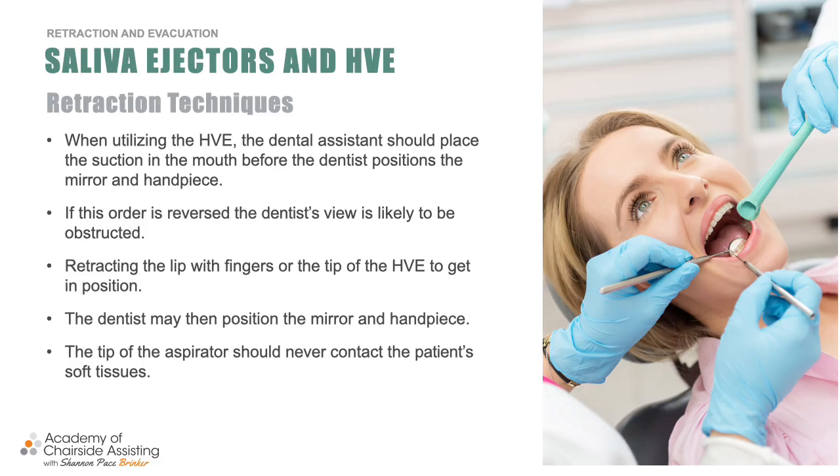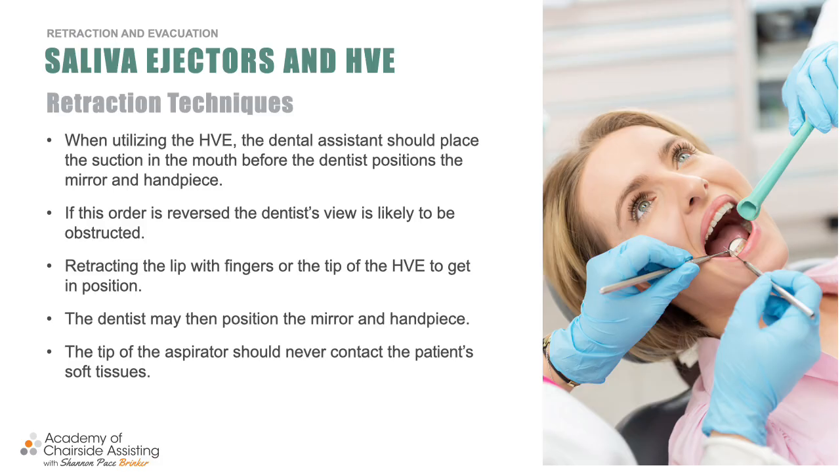And again, utilizing whatever hand you're going to be in. Now, you see the doctor who is a right-handed dentist. The assistant is going to be utilizing the high volume suction in their right hand. And again, if this order is reversed, that dentist is likely to be obstructed. So we want to make sure that we're always retracting the lips and the finger or the tips of the HVE to get that in position. And the dentist may then position the mirror and then the handpiece.